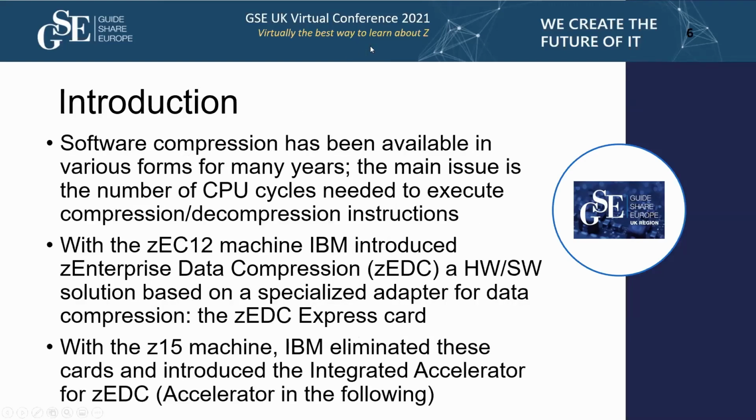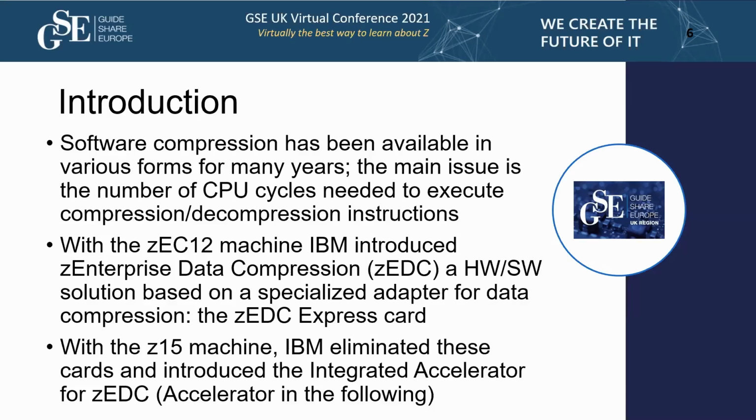As you know, software compression has been available for many years. The main issue with software compression is the number of CPU cycles which are needed to execute the compression instructions. So you know that when using this kind of compression, the cost to pay can be very high.